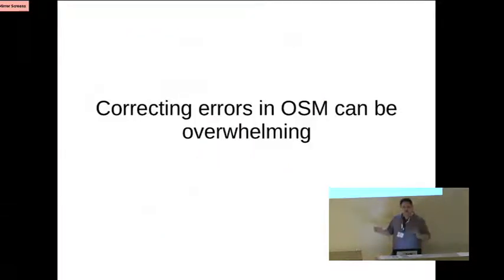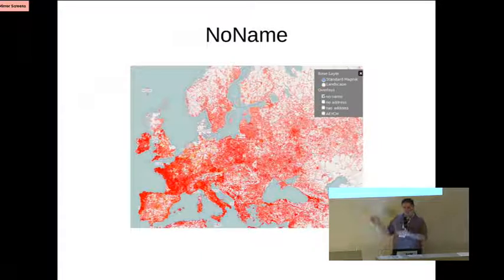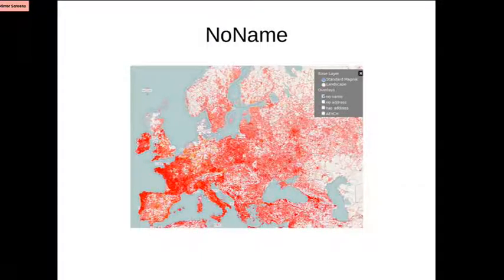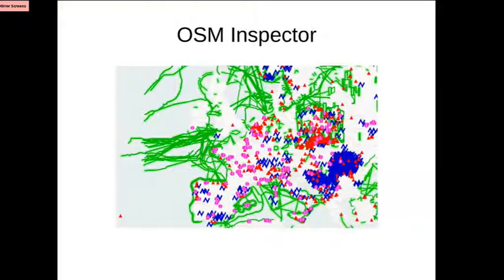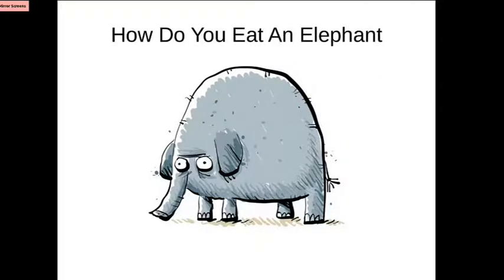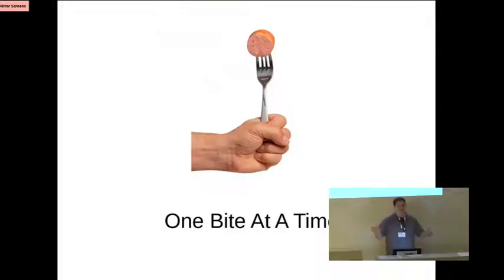The problem we're trying to solve is correcting errors or anomalies in OpenStreetMap. And that process can be quite overwhelming. If you look at a rendering of the no-name database, it's just all red, right? This is pretty much all of Europe is bad. If we look at the OSM Inspector, we see something similar, right? You wouldn't necessarily even know where to begin. It's just too much. So how do we eat an elephant? One bite at a time.